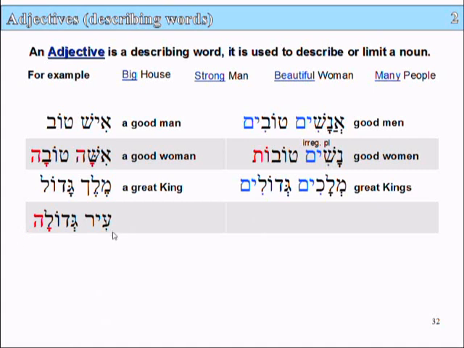Ir gedolah. The ir is a feminine singular, but it doesn't have the hay on it, but it's still a feminine singular noun. So the word gadol, which means great, is changed to gedolah because it's a feminine noun. So it's ir gedolah, not ir gadol. A great city. And that becomes gedolot. Arim gedolot. Again, this is an irregular plural here.